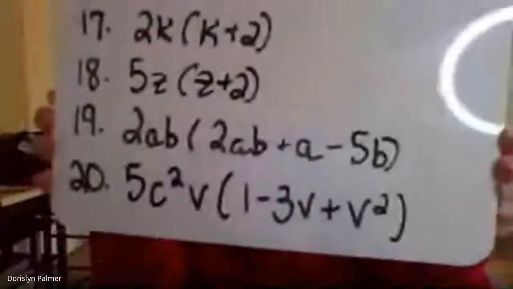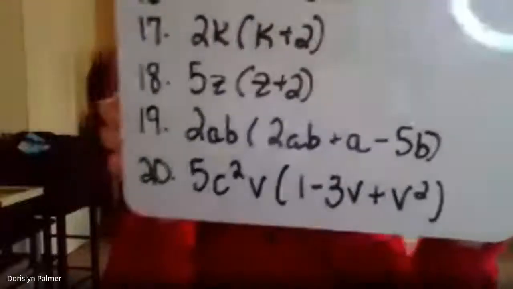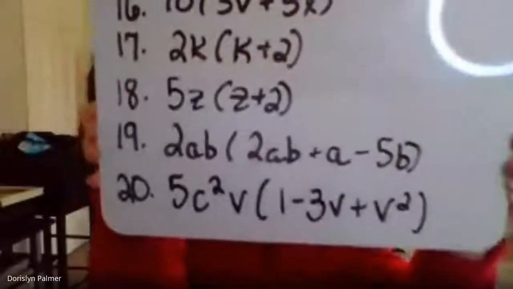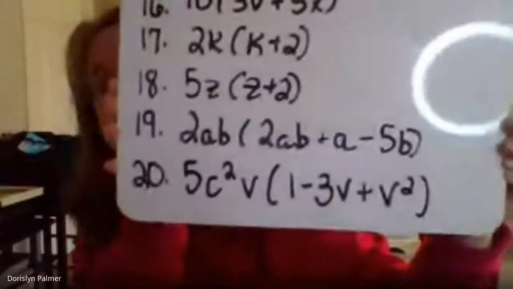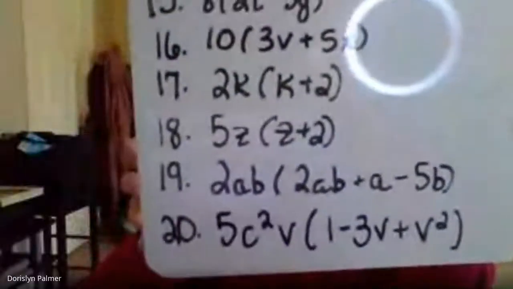Lauren, what do you have for number 20? Okay. I have 5c squared v times the quantity of v minus 3v plus v squared. The only thing I would change is inside your quantity. I would make it a 1 instead of a... Oh, yeah. Sorry. It just looked weird. Okay, so 5c squared v times the quantity 1 minus 3v plus v squared. Okay, good work, guys. Almost as good as you guys coming in and putting them on the board so we can take a look at them.